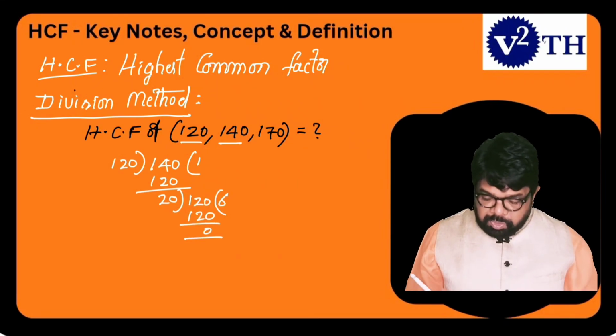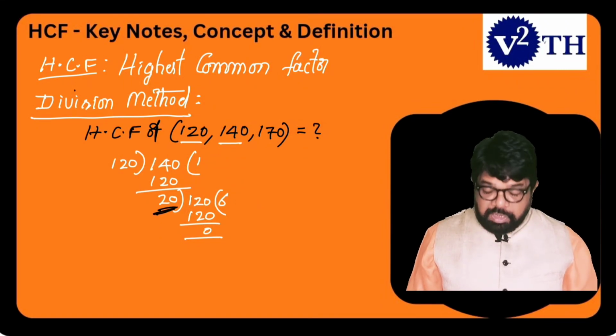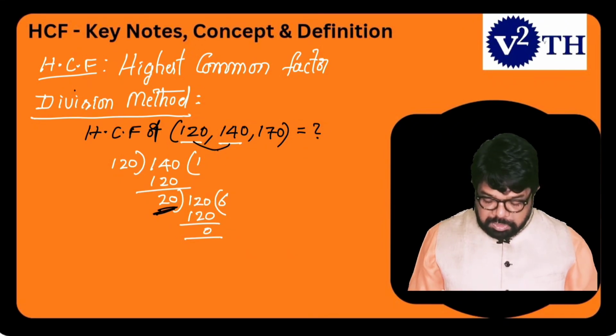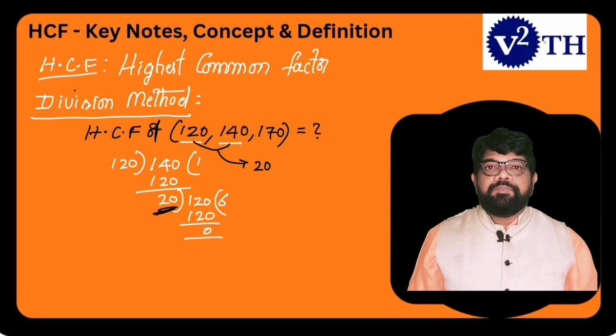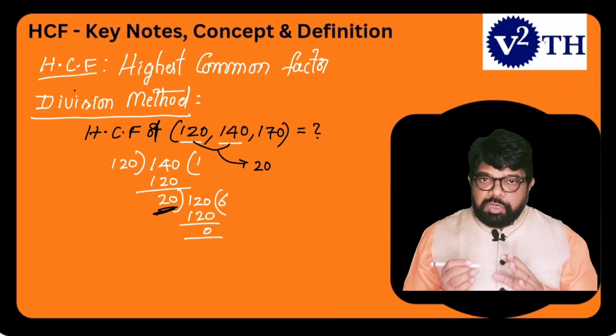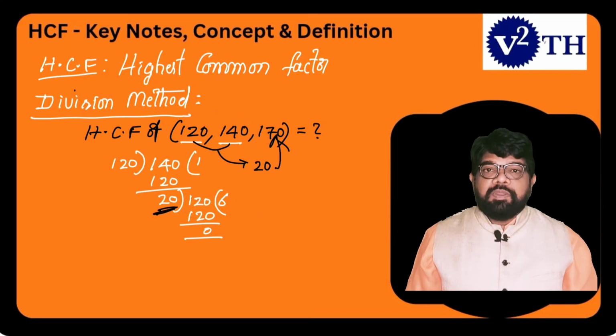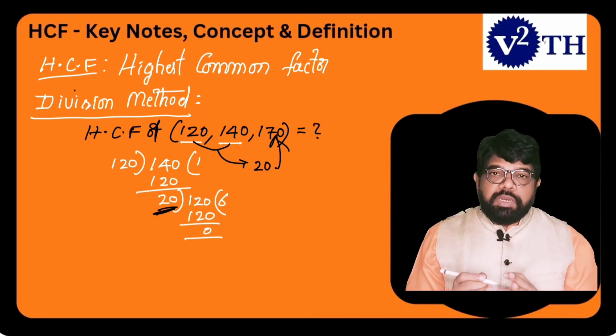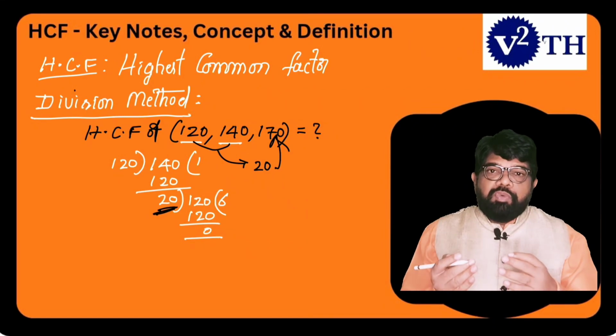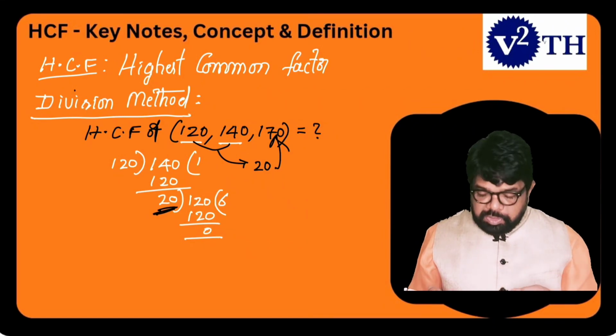If the remainder is 0, the last divisor is called the HCF. Now what is the last divisor here? 20. The last divisor is 20. So HCF is 20. For these two numbers, 120 and 140, 20 is the HCF. Now you have to follow a similar procedure for this HCF and the next number. HCF is 20, the next number is 170. We do the same long division procedure: larger number by smaller number.